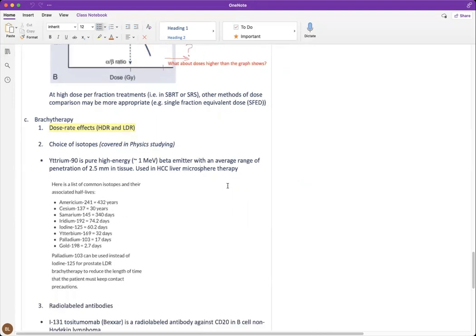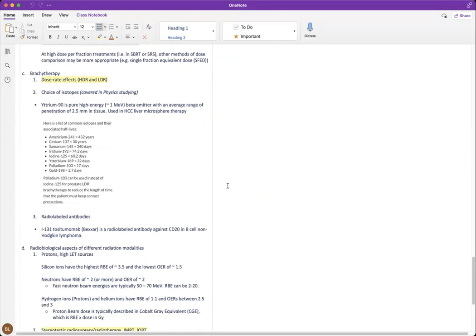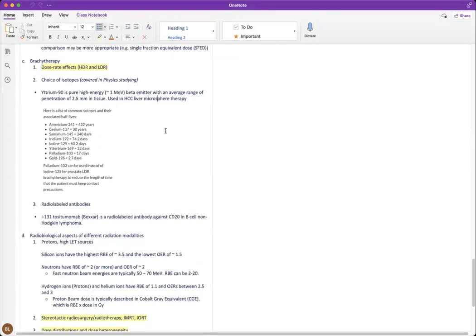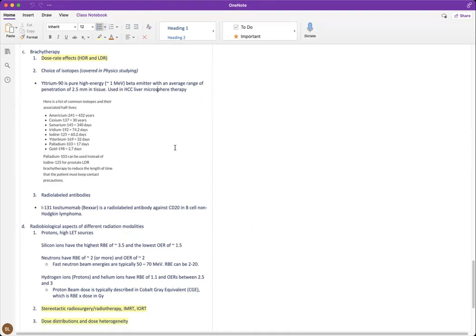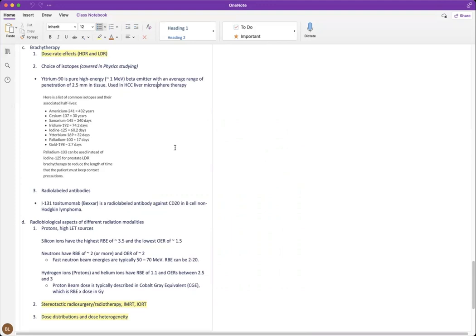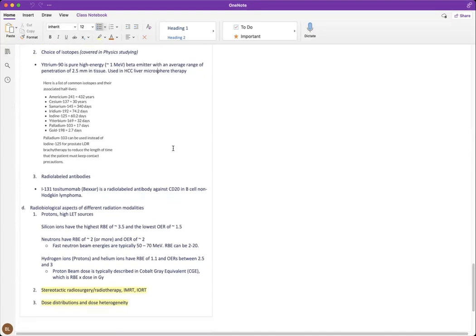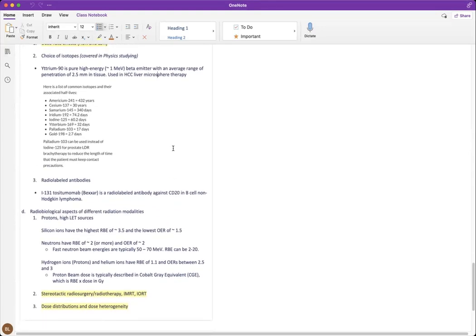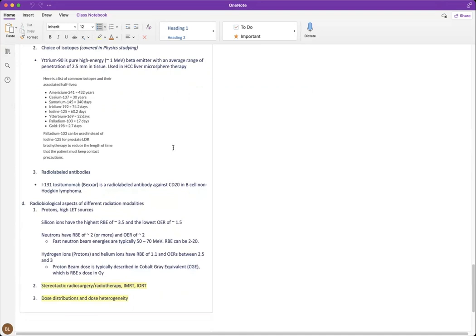Okay, brachytherapy. Dose rate effects. There were no questions on this in my studying, so I left it blank. I guess you could imagine that some would say a high dose rate has some stronger BED. It's unclear if that's actually making a difference with HDR and LDR, according to my understanding. Choice of isotopes. This will be covered in your physics studying, so I left this section pretty blank.